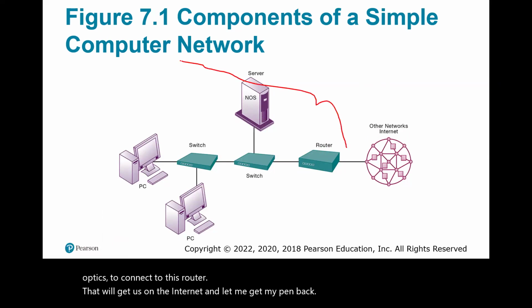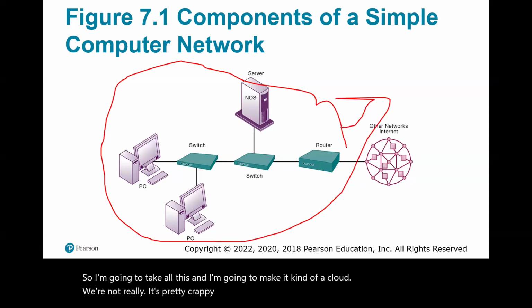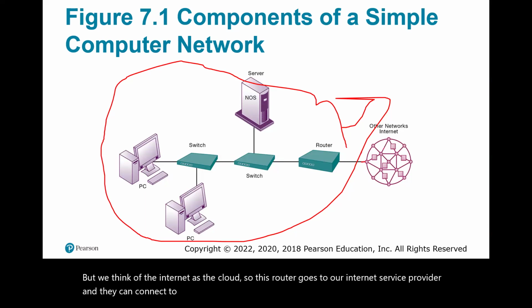So I'm going to take all this and I'm going to make it kind of a cloud. Well, not really. It's a pretty crappy cloud, actually. But we think of the internet as the cloud. So this router goes to our internet service provider, and they can connect to something like yahoo.com, let's say.